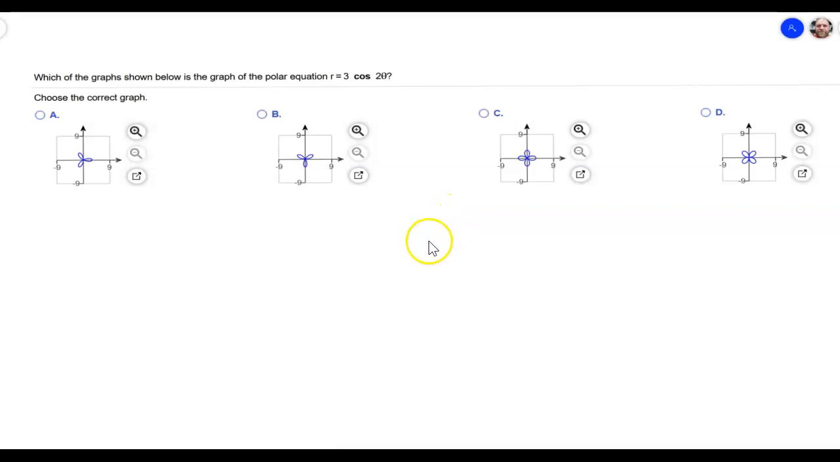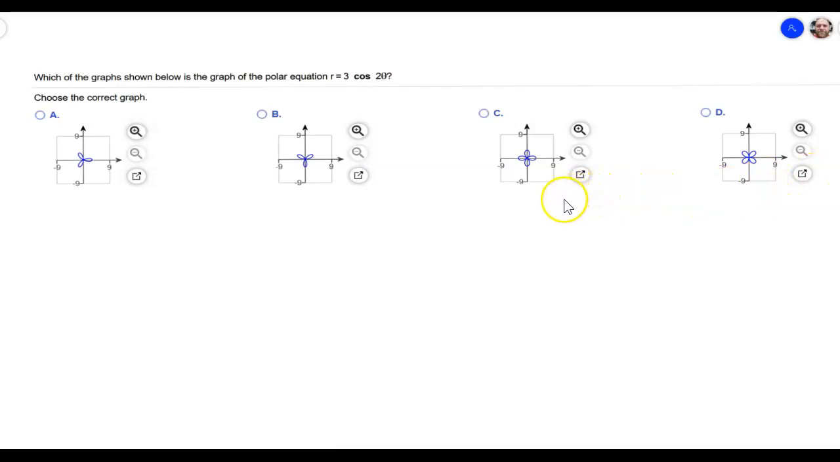Hey everybody, this is Mr. Beckstrom, and I was asked a question in the forums, and this is number 9 from section 7.6. It said, which of the graphs shown below is the graph of the polar equation r is equal to 3 cosine of 2 theta? So this is all one equation here, and we have 4 different graphs here.